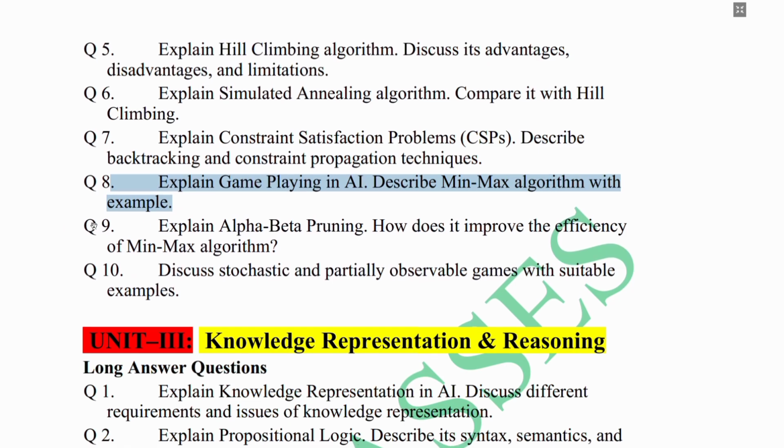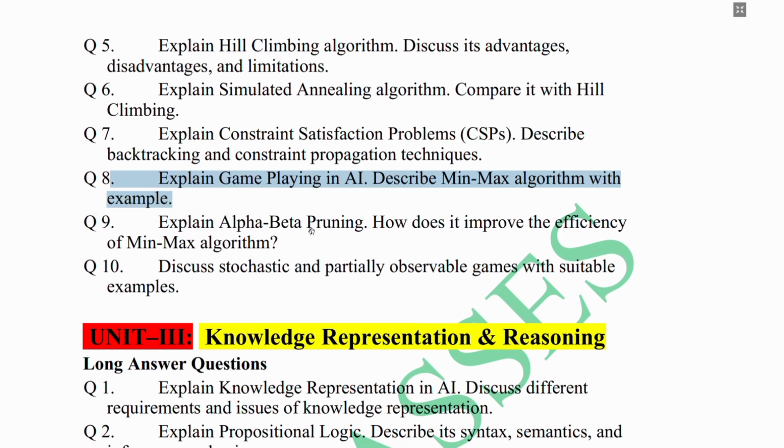The next question of Unit 2: explain alpha beta pruning. How does it improve the efficiency of the min-max algorithm? The last question of Unit 2: discuss stochastic and partially observable games with suitable example.